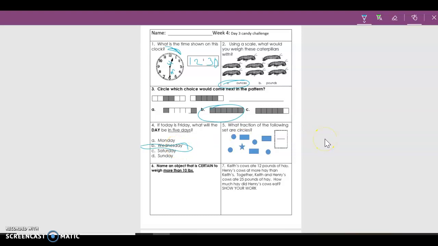What fraction of the following set are circles? So all of these shapes have been put into a set. Your first thing to remember when we deal with fractions is how many are in the whole set. So when we count them, we have 1, 2, 3, 4, 5, 6, 7, 8 objects. When we're talking about fractions, we always put how many are in the whole thing. I like to say all of them is really heavy, so it falls to the bottom, the denominator. So your 8 would go there, and the question asks what fraction are circles? We have 1, 2, 3, 4. So that would go on the top.